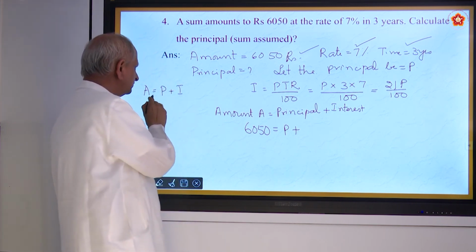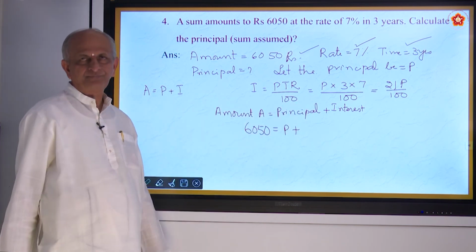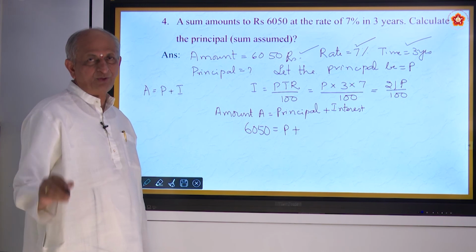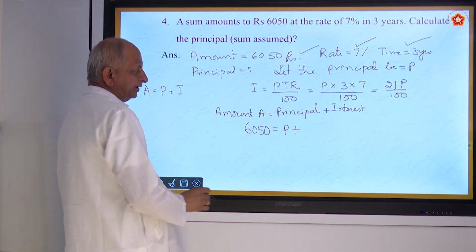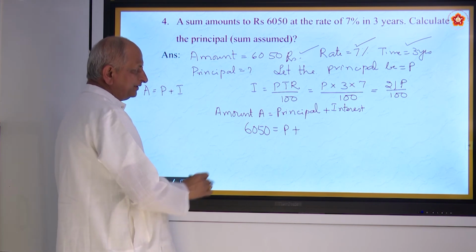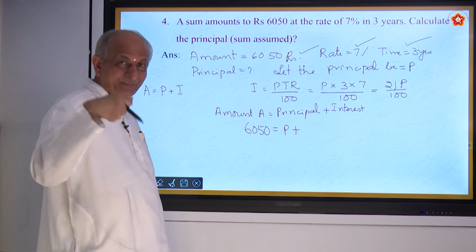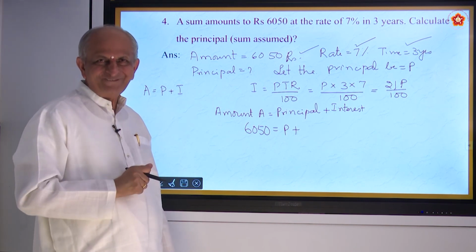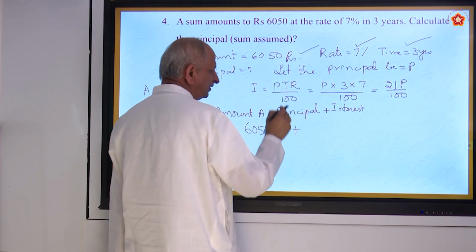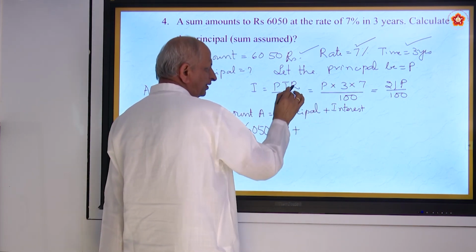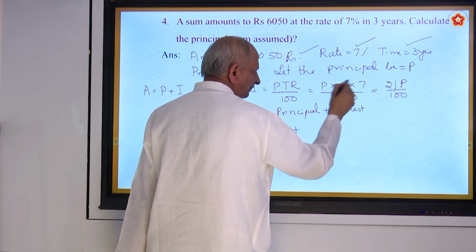We know that amount is equal to principal plus interest. Is it not? So both are not known. Only you know amount 6050. So how to find out interest? Formula is PTR by 100. This you must practice constantly. P we don't know, so keep it as it is. T is 3 years. Rate of interest is 7. So 3 into 7 is 21P by 100.